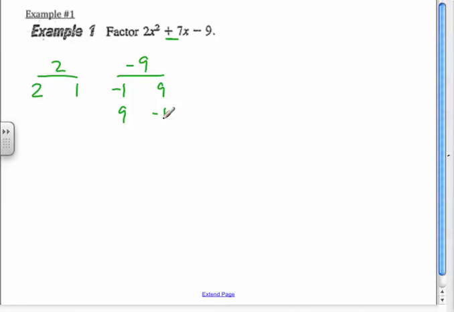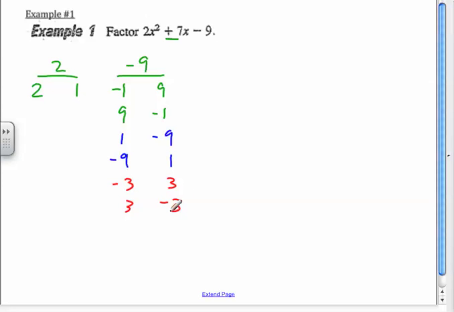Okay? It could also be 1 and negative 9. I'll write these in different colors. It could also be 1 and negative 9. And we need to try those in both positions. Okay? It could also be negative 3 and 3. So we need to try those in both positions.